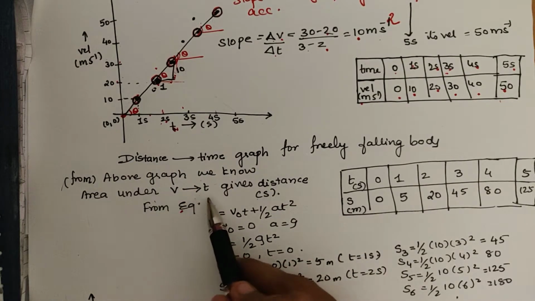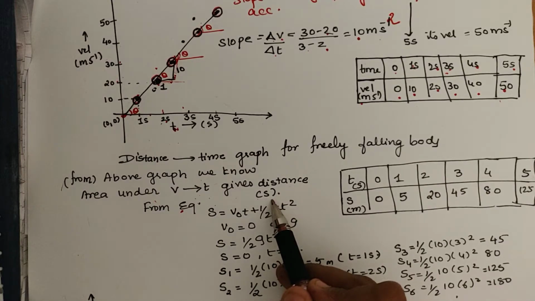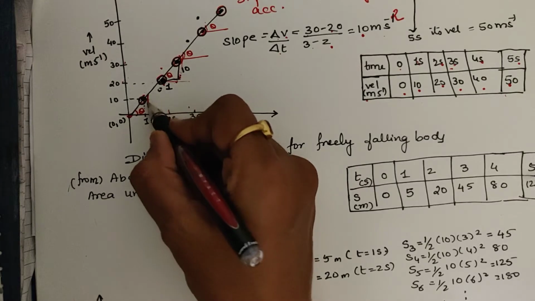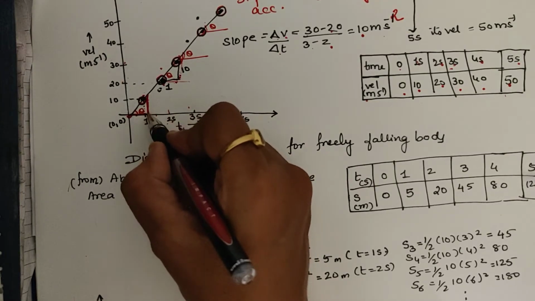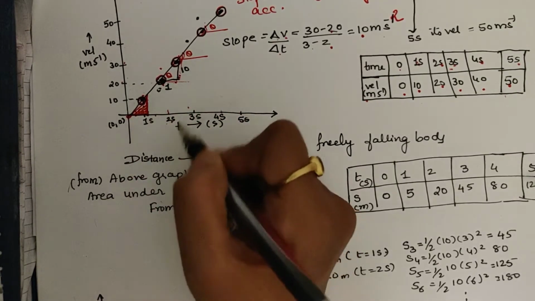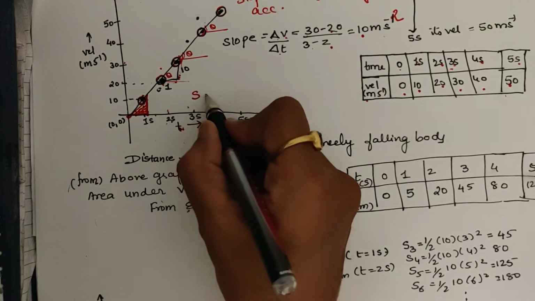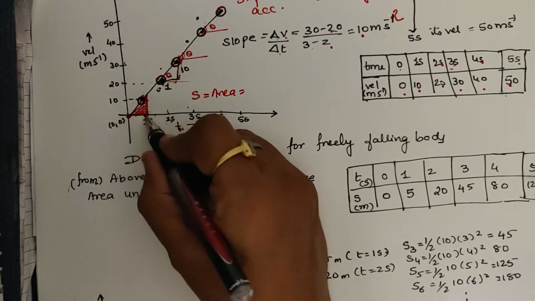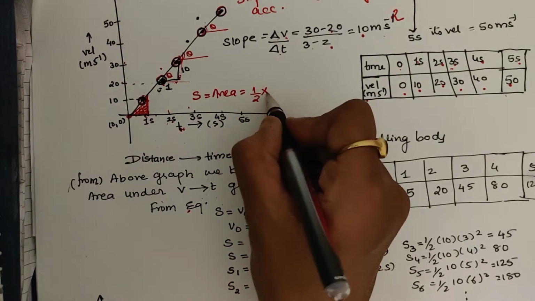Displacement. Area under the V versus T graph gives us what? Displacement. Fine. So if I want to find out the displacement of the particle in 1 second, I need to find out this area. We know that area gives us the displacement for 1 second. If I want to find it from 0 to 1, it is half base into height.